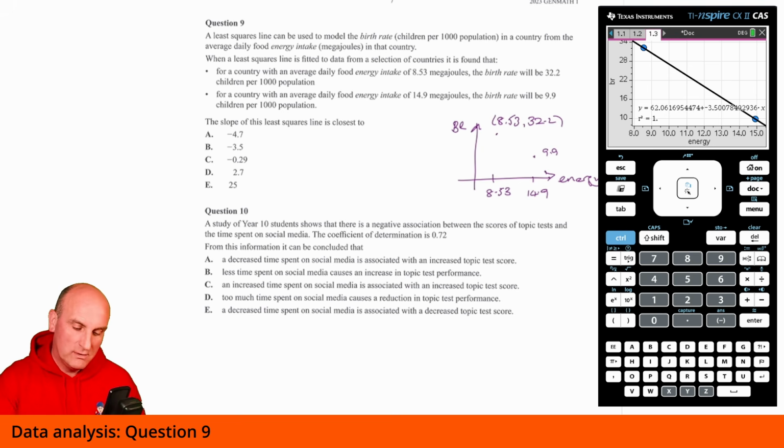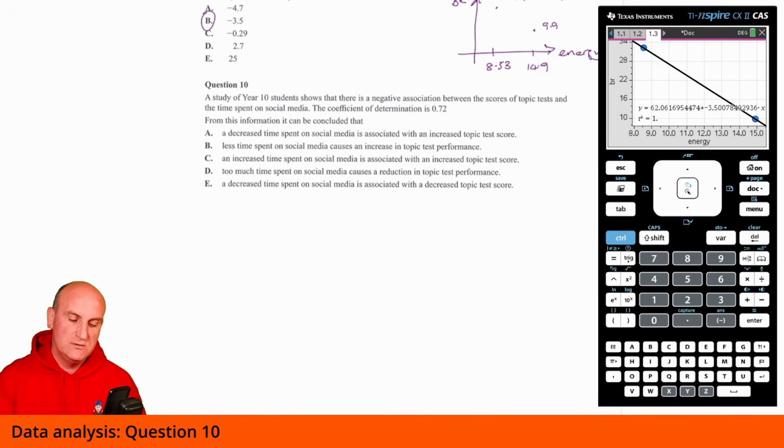So it's minus 3.5. So I'm going to go with B as my answer there. Now, that whole skill of being able to put 2 points into a calculator and finding the gradient is just invaluable.